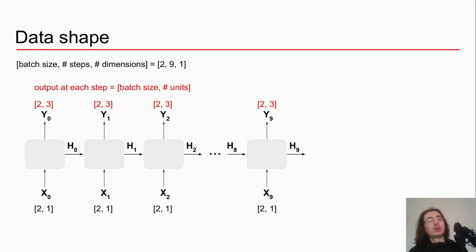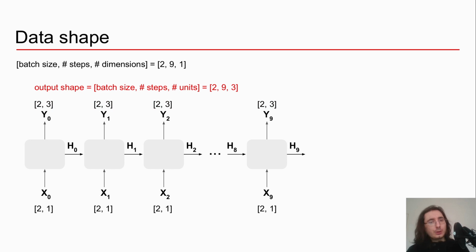Okay, so let's take a look at the output here. At each step, we have a dimensionality that's equal to the batch size and the number of units. So we are basically outputting as many outputs as the batch size, right? Okay, so in this case we have 2, 3, right? And here we are saying basically that we have 3 units for the recurrent layer.